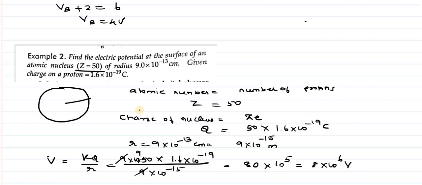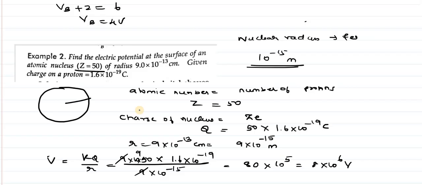See here, you must remember, none of you bother to ask me the question: why did you use KQ by small r instead of KQ by capital R? Because the nuclear radius is of the order of Fermi, 10 power minus 15 meter. Fermi means 10 power minus 15. The given value is 9 into 10 to the power minus 13, which is about 100 times more than this.